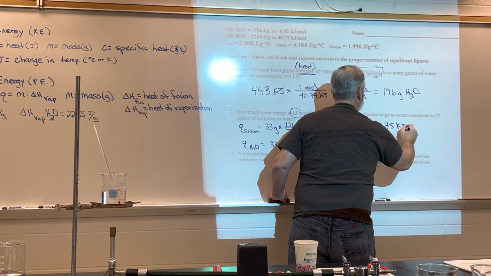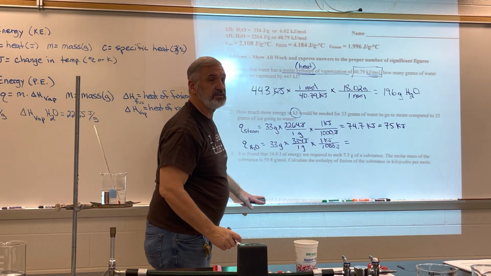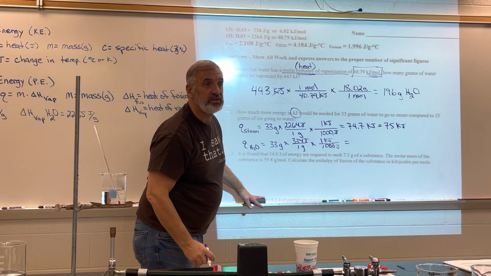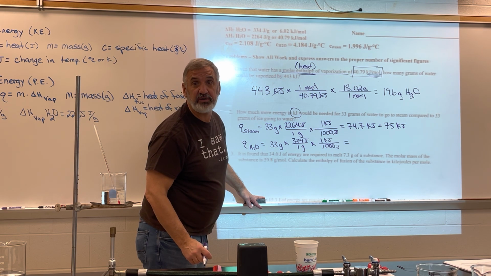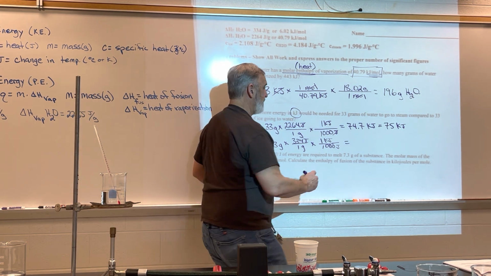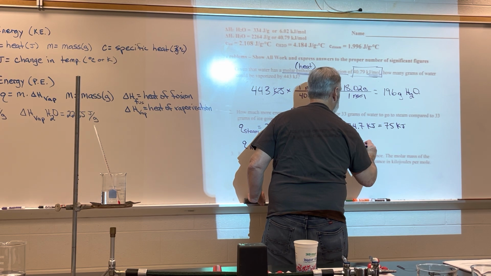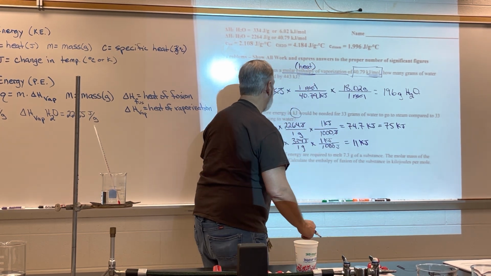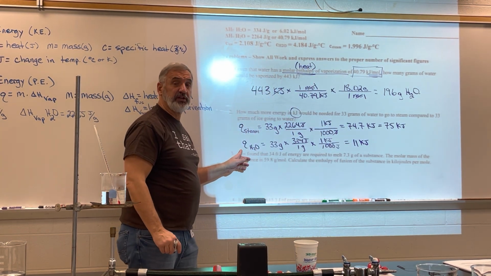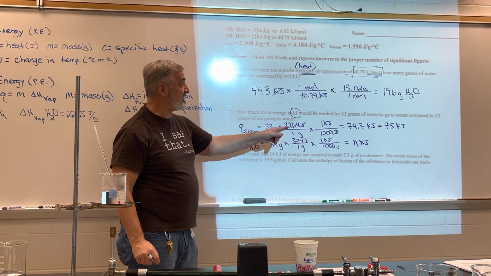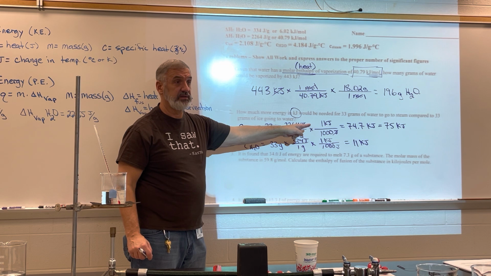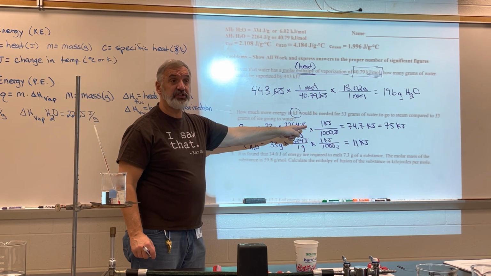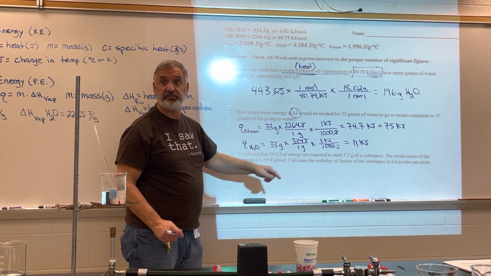And this one to 2 sig figs, what do you get? 11.02, so 11? Are we agreeing on 11? Yeah. So 11 kilojoules here. So it takes 11 kilojoules to melt 33 grams of ice, but it takes 75 kilojoules to boil it. A lot more energy to boil than just to melt.